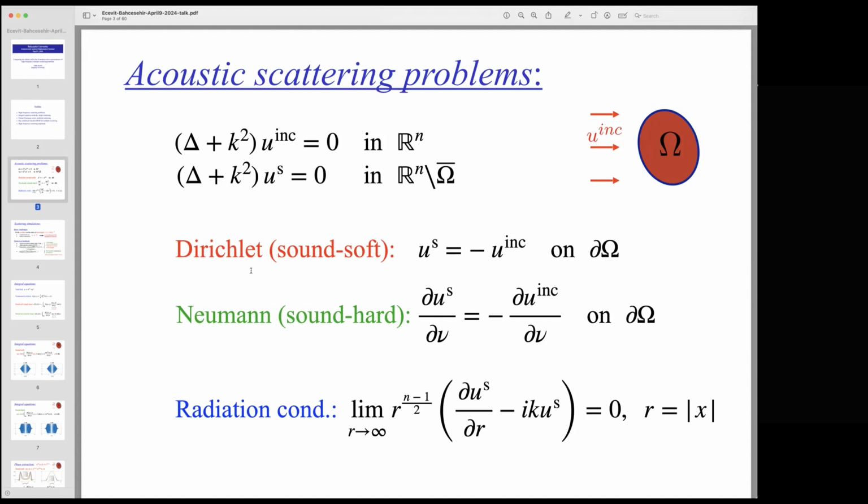So I'll look at two types of boundary conditions, the classical ones, Dirichlet and Neumann boundary conditions. And to ensure uniqueness, I'll also demand that the radiation condition is satisfied.